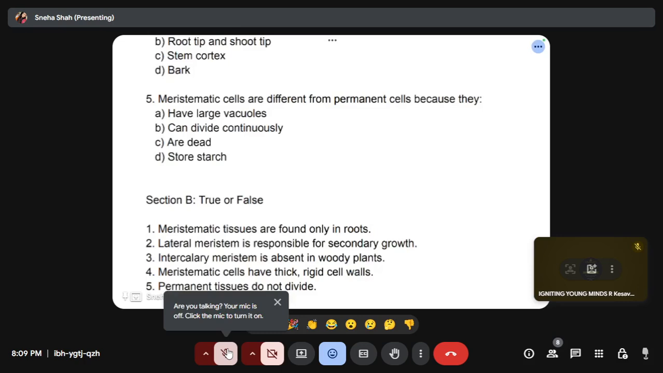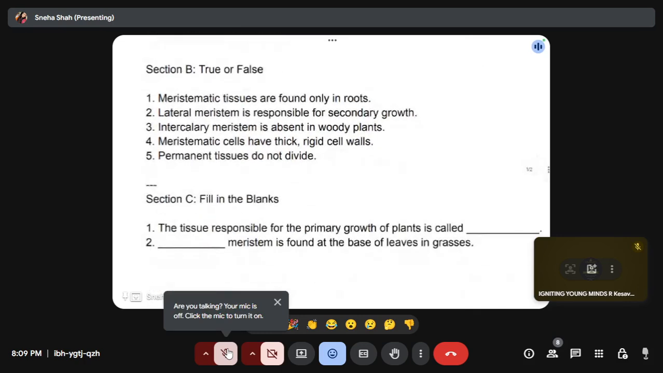Okay. Moving on with true or false. Just say true or false. Meristematic tissues are found only in roots. True or false? False, ma'am. They are also found in stem.